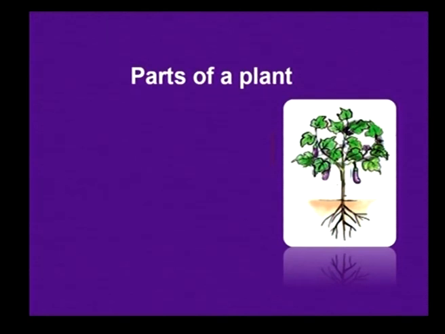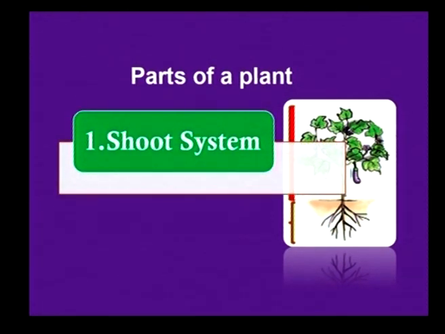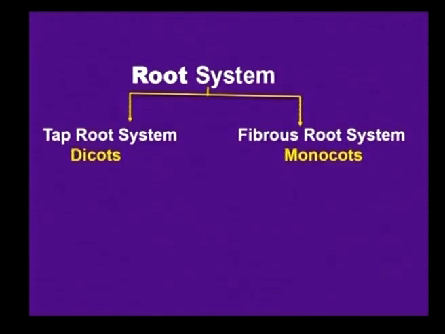A plant consists of mainly two parts, the part above the ground and a part below the ground. The part above the ground is called the shoot system and the part below the ground is called the root system. The plant bears stem, leaves, flowers and fruits. Is the root system same in all the plants? There are two types of root system. Taproot system, which is seen in dicots, and fibrous root system.